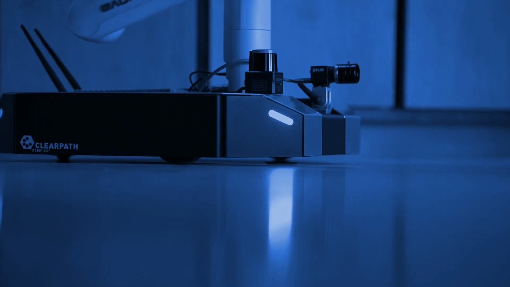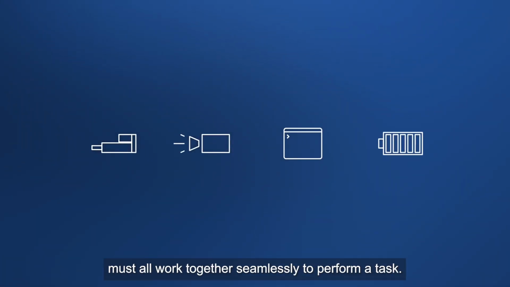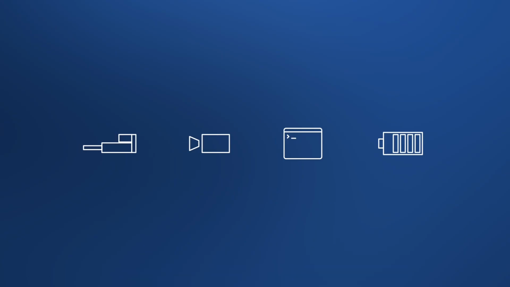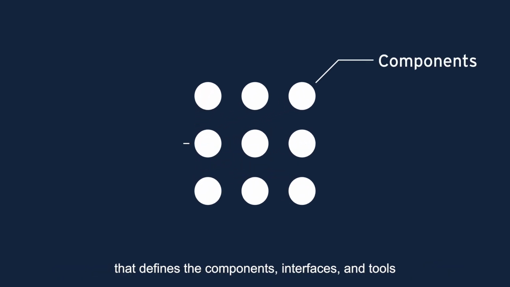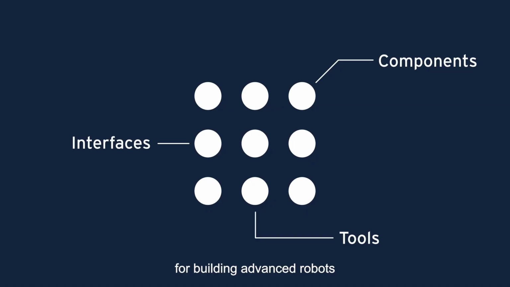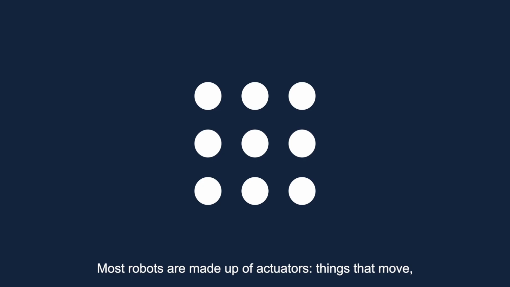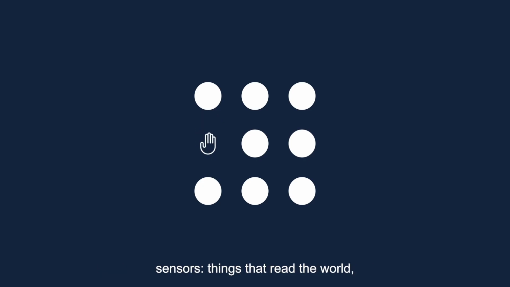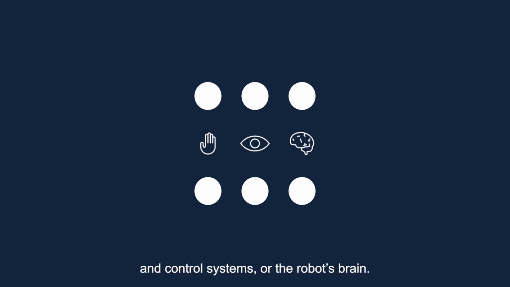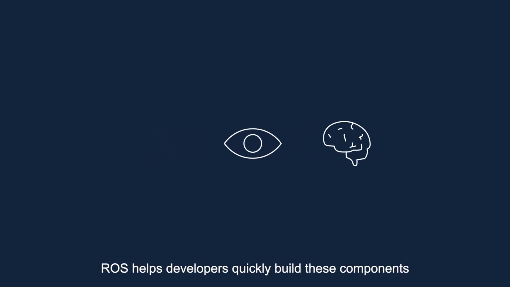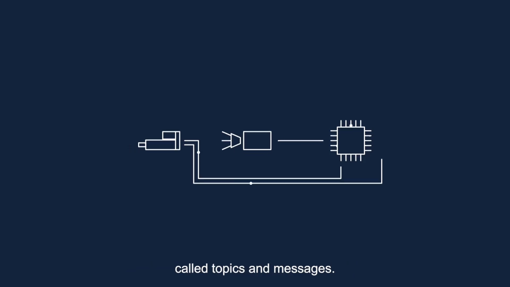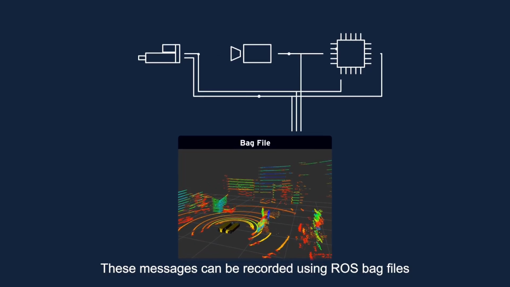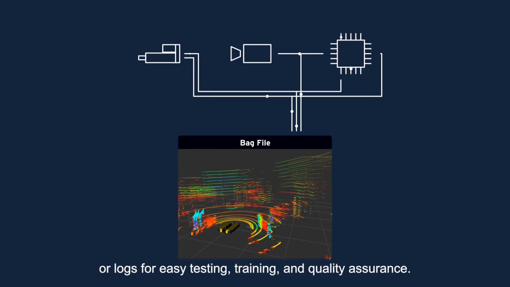Building robots is difficult. Motors, sensors, software, and batteries must all work together seamlessly to perform a task. But there's a way to simplify the process. The Robot Operating System, or ROS, is free and open source software that defines the components, interfaces, and tools for building advanced robots. Most robots are made up of actuators, things that move, sensors, things that read the world, and control systems, or the robot's brain. ROS helps developers quickly build these components and then easily connect them using ROS tools called topics and messages. These messages can be recorded using ROS bag files or logs for easy testing, training, and quality assurance.